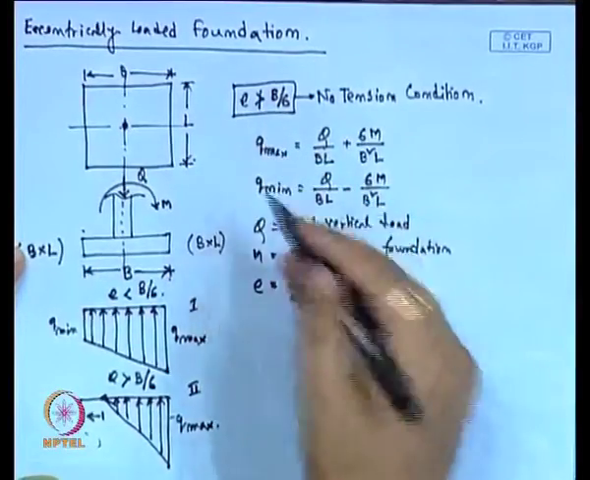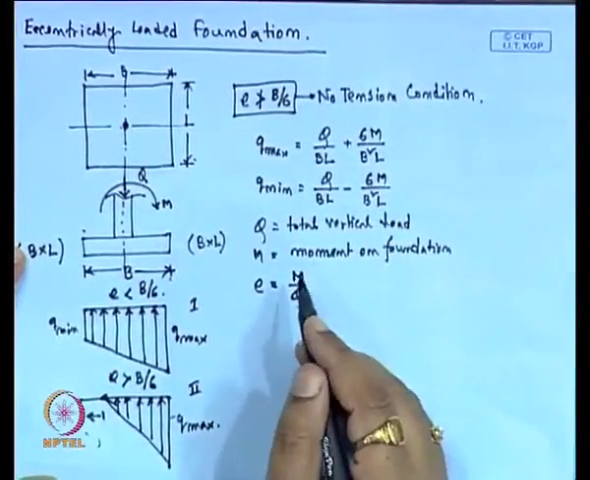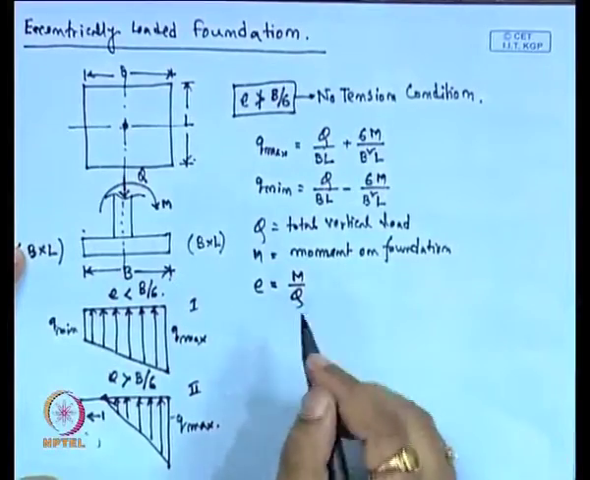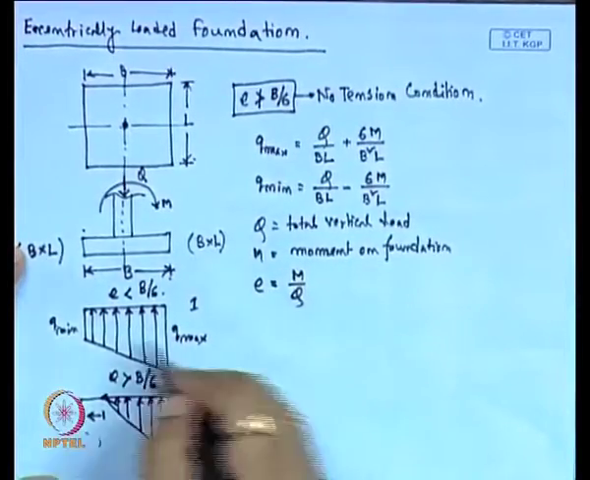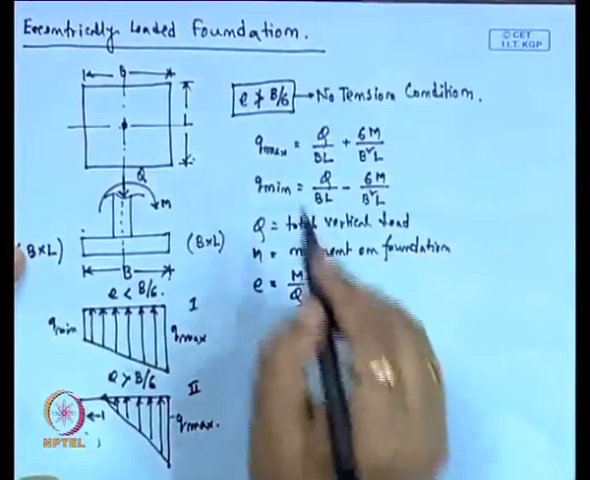If it is within this limit, that means less than or equal to B by 6, then we can proceed. Otherwise, we have to redesign our dimension of the foundation. We have to change the dimension, or we have to redesign this foundation. So, that is the first step.